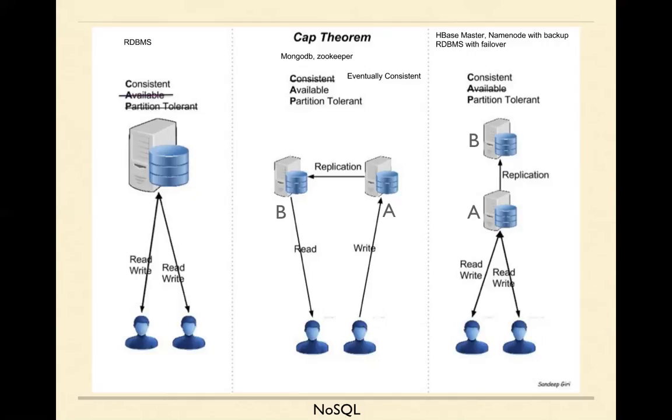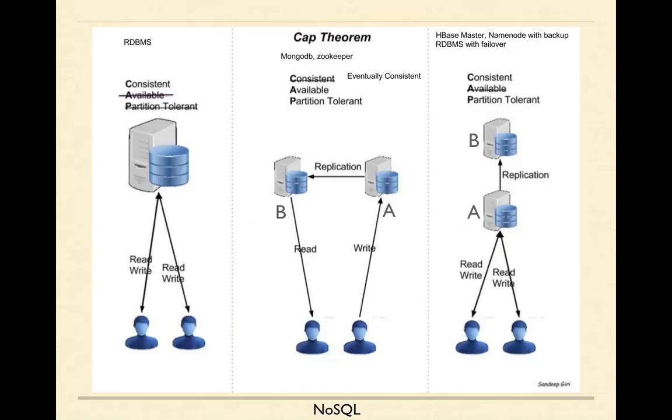The second kind of model is more popular. You can see the second model, this one. In this model, there are two machines, A and B. The writers go to A, while readers can go to A or B. When a writer writes something at A, that change propagates to B over the network. That means it's going to take some time for the data to reach B, and until then, B will be serving the older data.